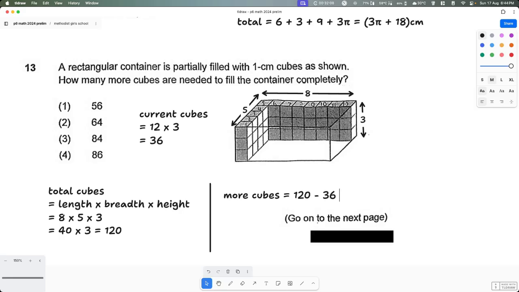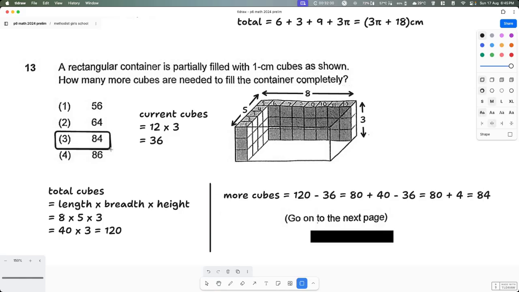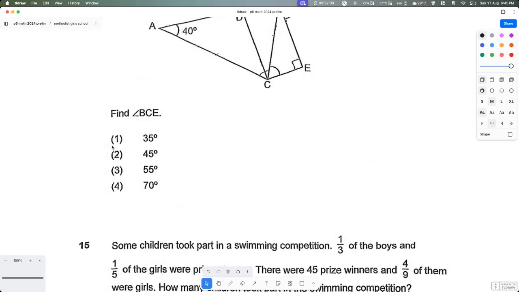So 120 minus 36 is equal to 80 plus 40 minus 36. This will give us 80 plus 4, which is 84. 84, there we go. The answer is 84, option number 3. Okay, let's move on to question number 14.